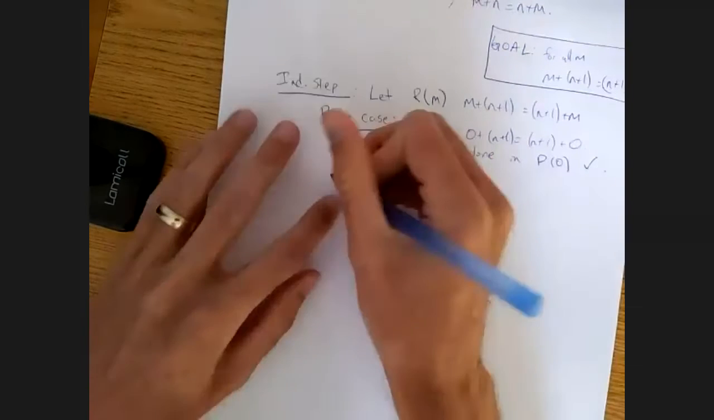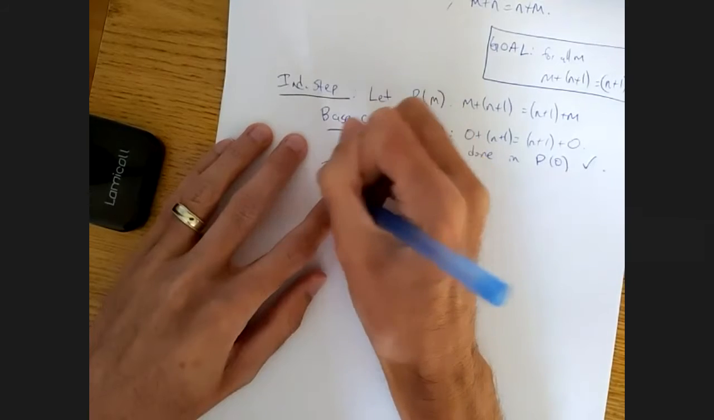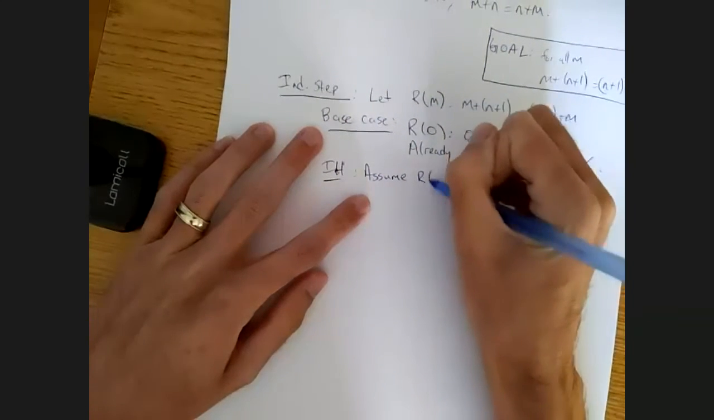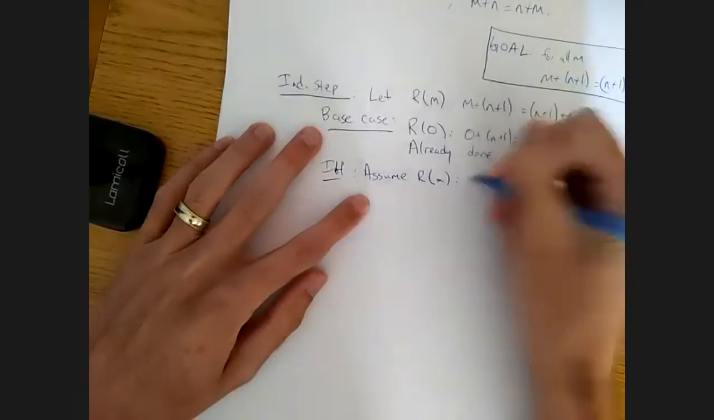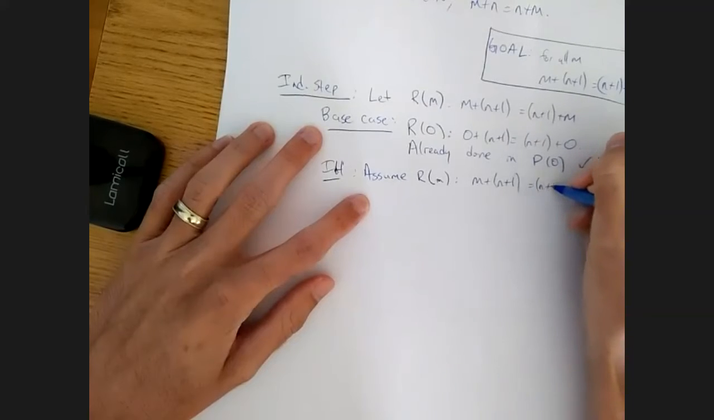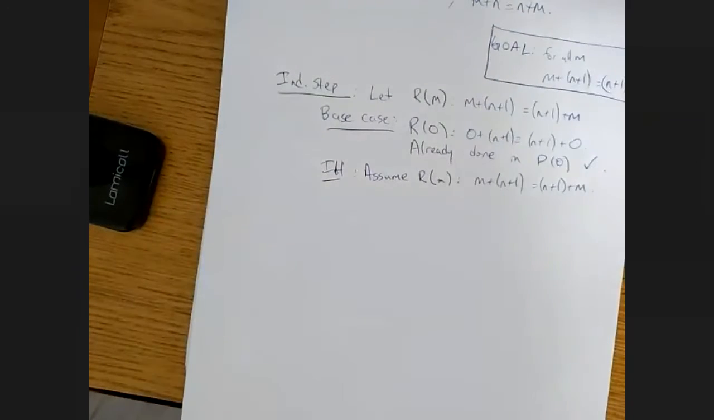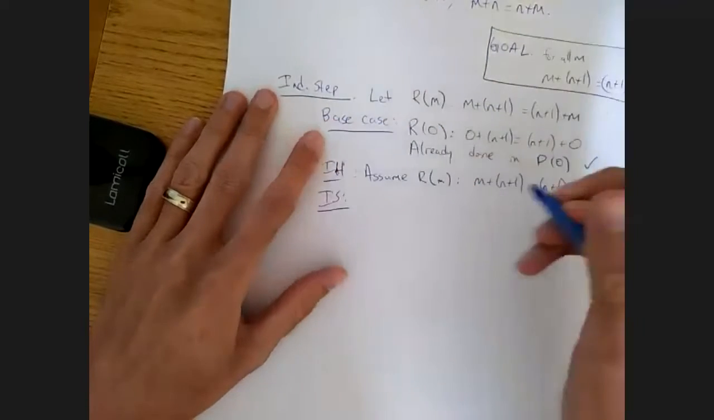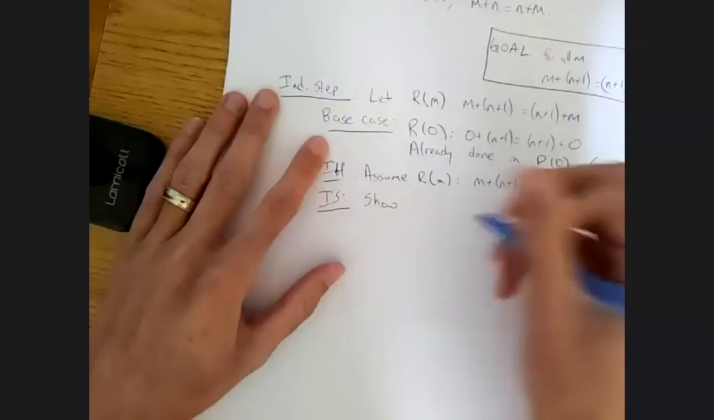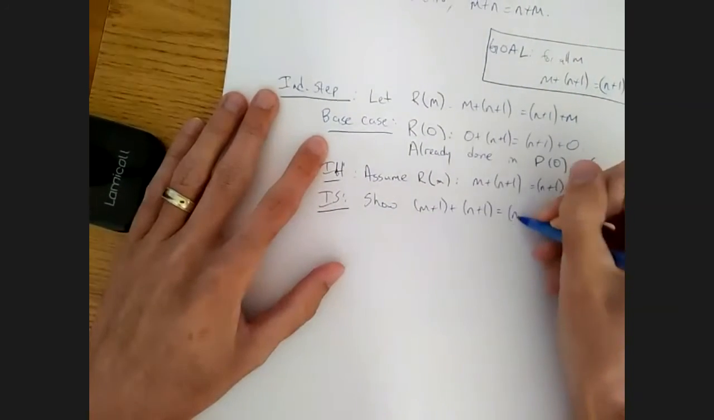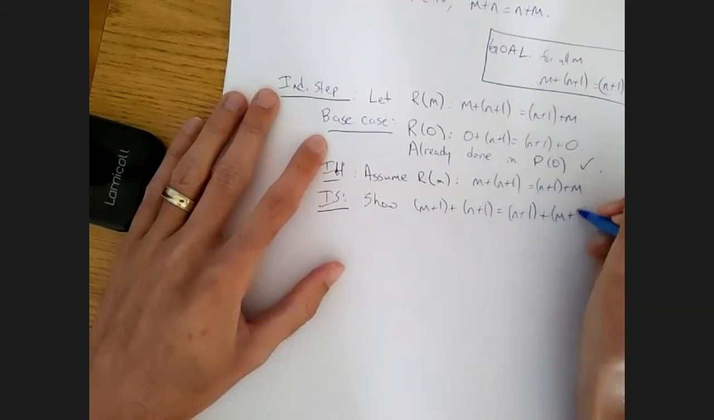Okay, now assume the induction hypothesis, assume R of m, that is, assume m plus n plus 1 equals n plus 1 plus m. And we need to show, our induction step, we need to show m plus 1 plus n plus 1 equals n plus 1 plus m plus 1.